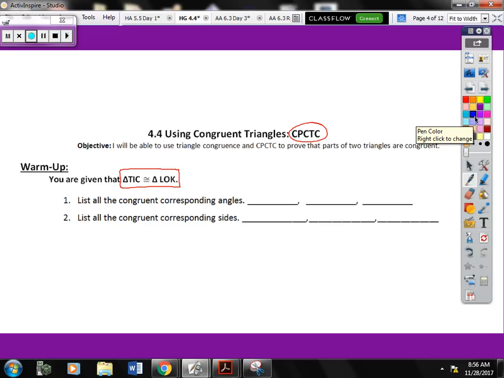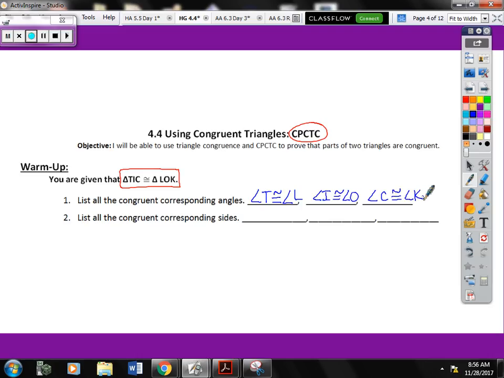Marquise? Angle T is congruent to angle L. Good. The first letter. And if you wanted to, you could draw a picture to represent these two triangles. Halen? Angle I is congruent to angle O. Good. And lastly? Peace? Angle C is congruent to angle K. Okay.